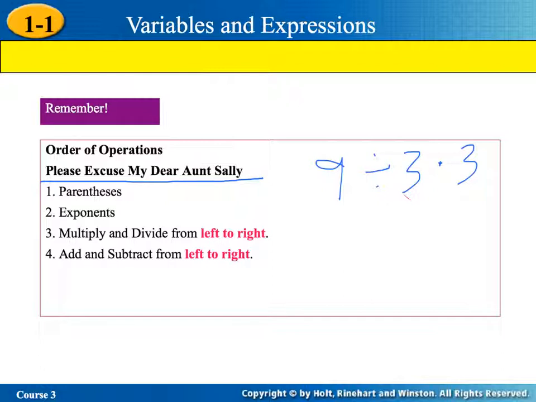Again, whenever I deal with an expression with just multiplication and division, I have to go from left to right. I have to. Or if I have an expression of addition and subtraction, I have to go from left to right. So in this problem, I would take 9 divided by 3 first to get 3, and then I would multiply 3 times 3, and I would get 9. Okay, so watch that left to right rule. That's a common mistake, and I just wanted to point that out.